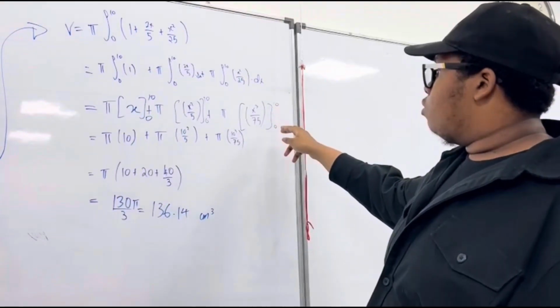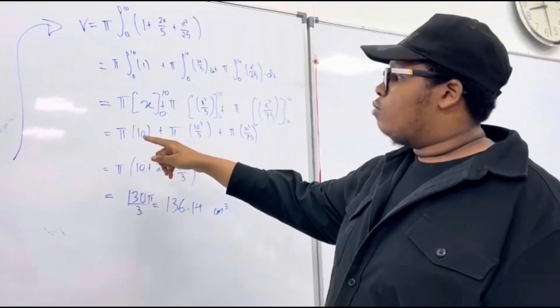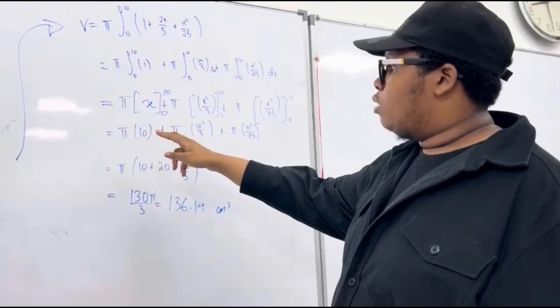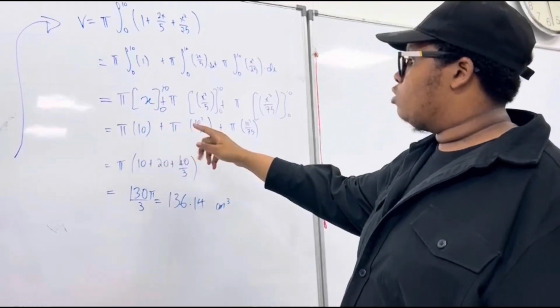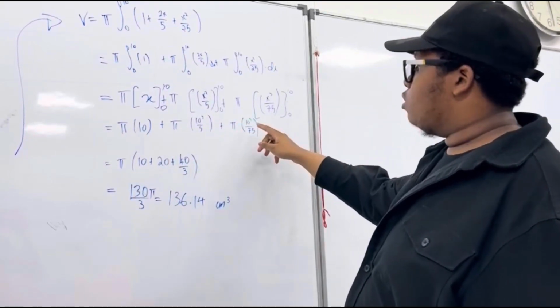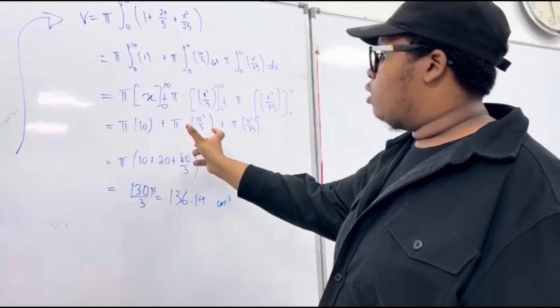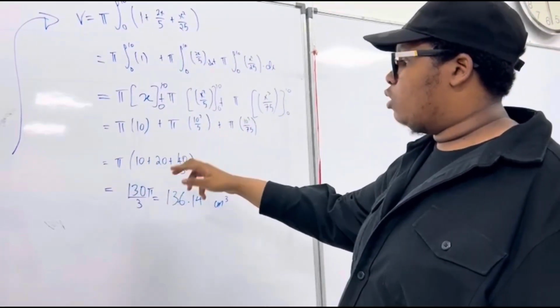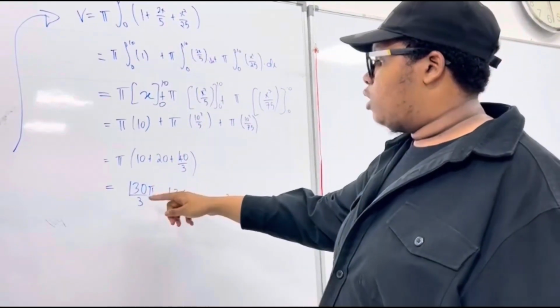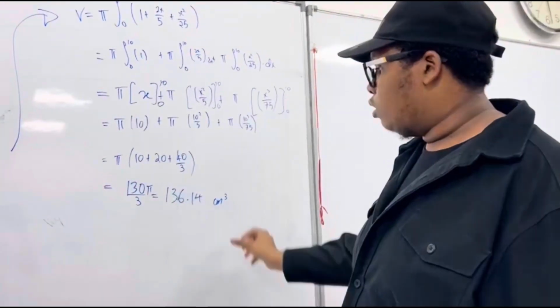The interval is from 0 to 10. Then the answer will be 10 plus 10 squared over 5 plus 10 cubed over 75. After I add all of these terms, I will get 130 pi over 3, which is 136.14 cubic centimeters.